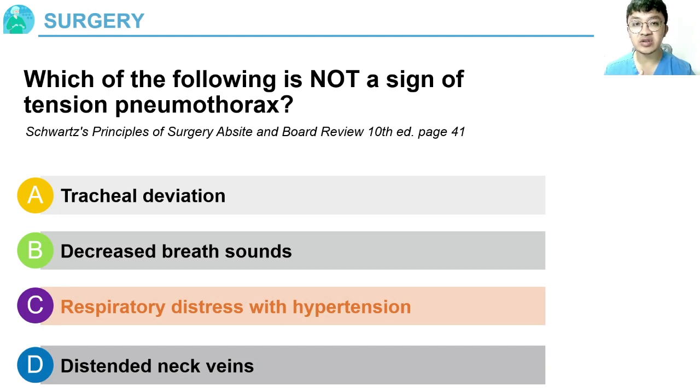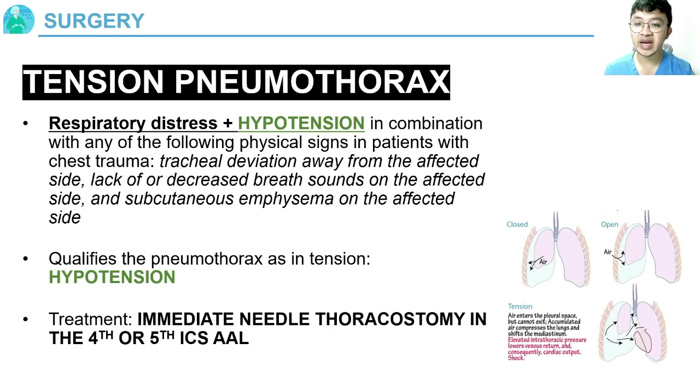So tracheal deviation, of course, when you have air here, it's going to push the lung to the other side, pushing the trachea to the other side. Decreased breath sounds because air does not serve as a good conductor of sounds. And distended neck veins because when there's air here, lungs push to the other side, trachea pushes to the other side, the mediastinum twists upon itself, impinging upon the vena cava and the arteries. The vena cava, when impinged, is going to backflow and cause distended neck veins. Letter C is incorrect because it's not supposed to be hypertension, but instead it's supposed to be hypotension.